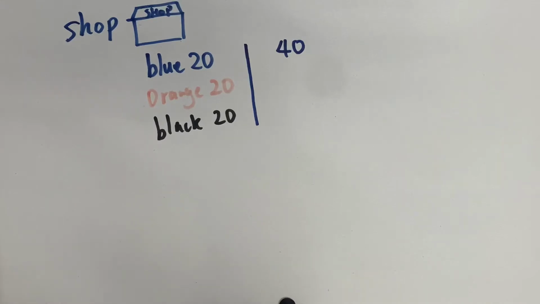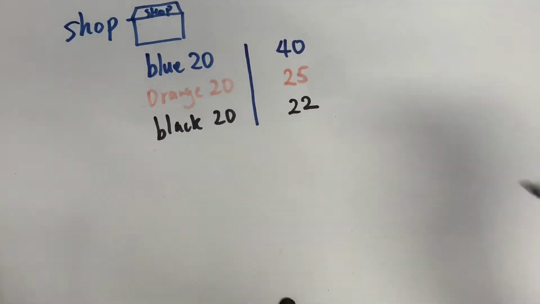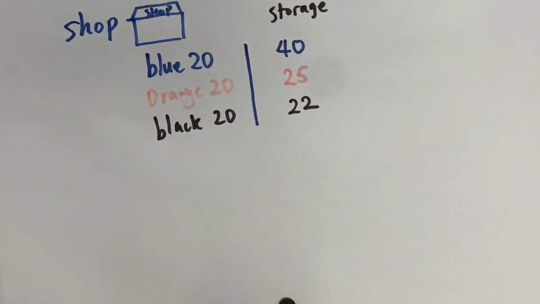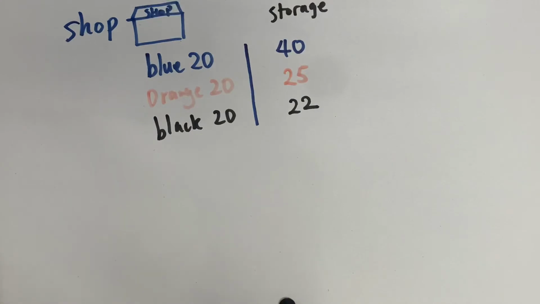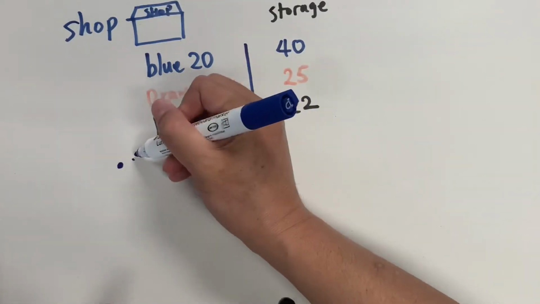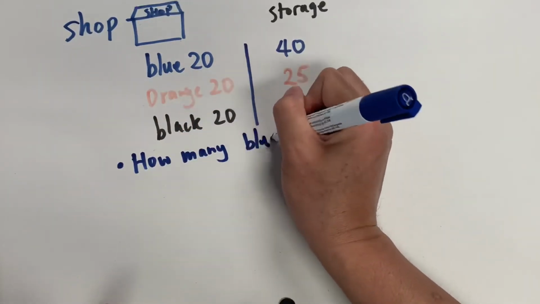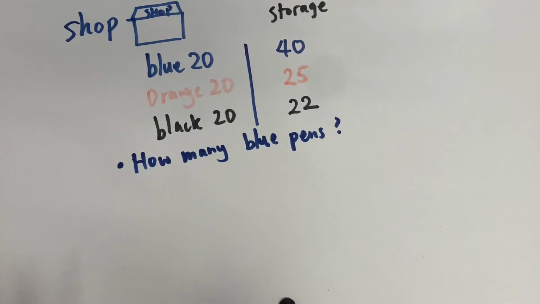And also I have 25 orange pens in the storage. Also, I have 22 black pens in storage. So this is storage, right? Question 1. How many red pens do I have? Oh, sorry, how many blue pens do I have? I should use blue, right? How many blue pens? I could pause the video. Can you make a bar model?